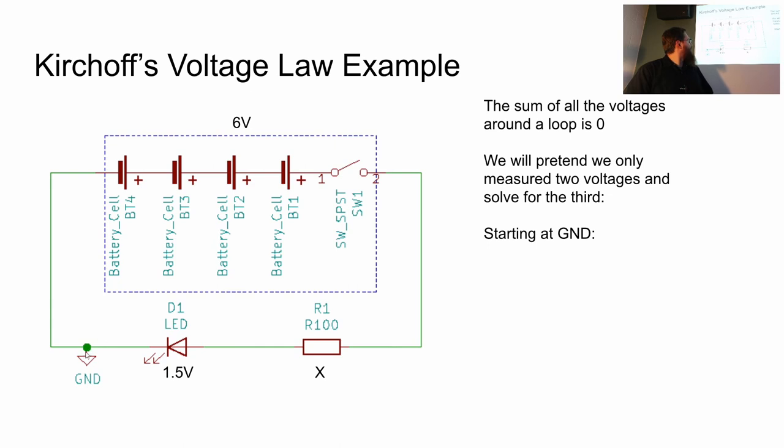And so I'm going to make the arbitrary decision to start at ground and go around this loop. So going around the loop, you go from ground, from negative battery to positive battery, so that would be plus 6 volts, because you measured 6 volts across the battery, and you know that this is the positive side. If you measure and you get a negative value, the side your red probe is on is the negative side. If you have a positive value, the side your red probe is on is the positive side. So hopefully that makes sense. Just keep track of negatives. They are very important when you're doing this math. You also go around here and you can just say plus X.